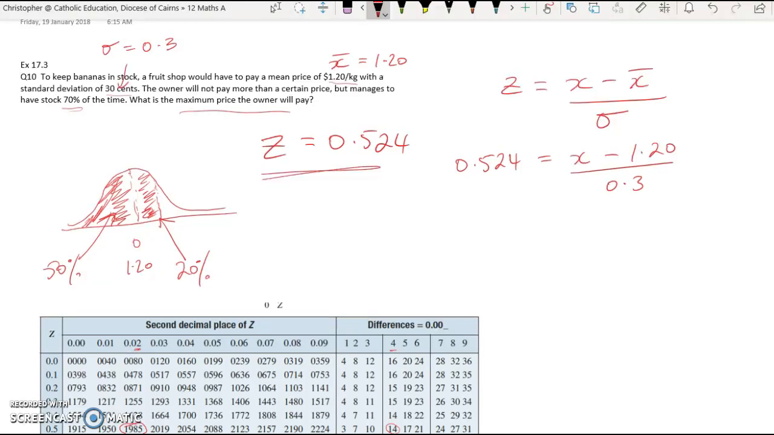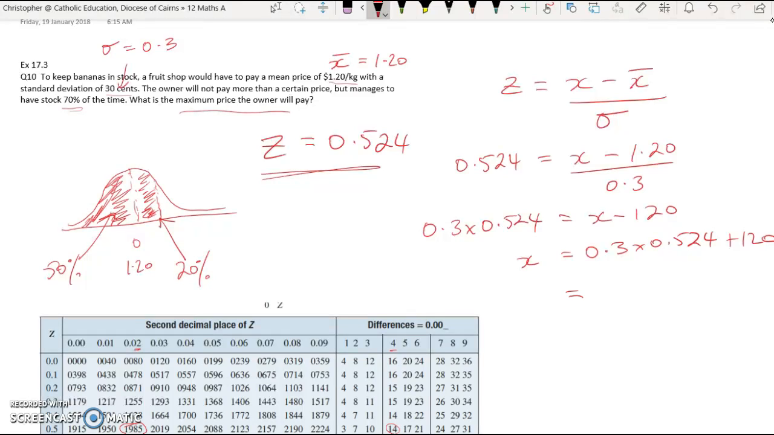Now let's rearrange this equation to solve. So what's happening to x? It's getting $1.20 subtracted from it, then it's being divided by 0.3. So the first thing is we've got to times by 0.3 on both sides, which gets rid of it from the right hand side. And then we've got to add 120. So I'm going to go 0.3 multiplied by 0.524 plus 120.